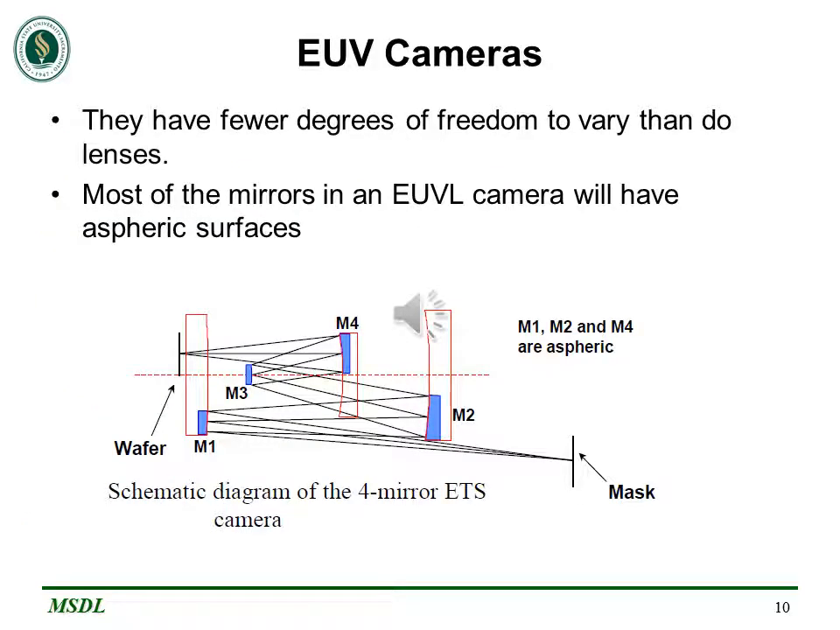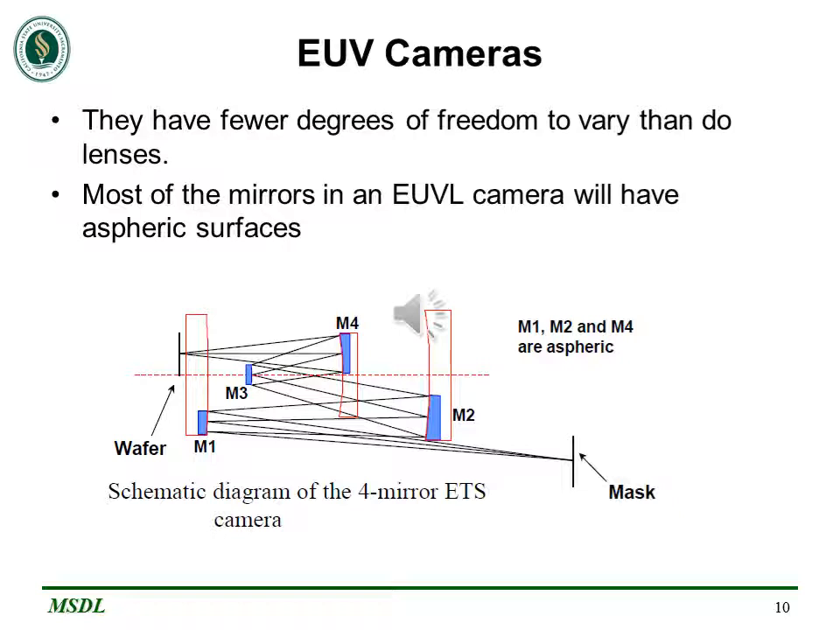Designing an all-reflective camera that achieves lithographic quality imaging is more difficult than designing a refractive imaging system because mirrors have fewer degrees of freedom to vary than lenses do. As a result, most of the mirrors in the EUV camera will have asymmetric surfaces. The figure shows a schematic of the 4-mirror camera that is in the process of fabrication. The mirror segments shown in blue are the pieces actually being fabricated, while the parent mirrors shown in red are already there.